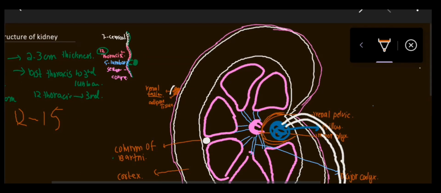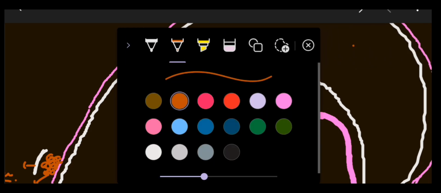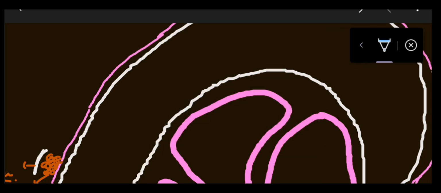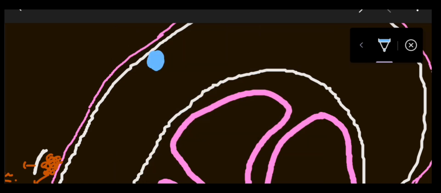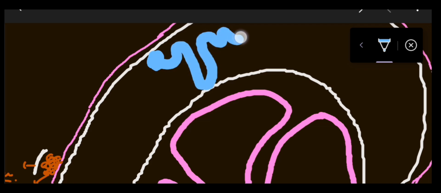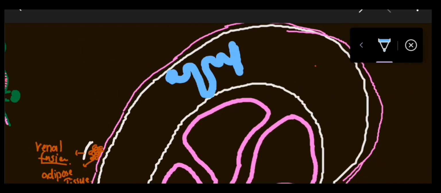Now here you can see the nephrons are present. We have two types of nephrons, which we will discuss in a later video, but here I can draw. So suppose this is the glomerulus, and this is PCT. This is loop of Henle. This is DCT and this is collecting duct. These nephrons are known as cortical nephrons, which are present only in the cortex.